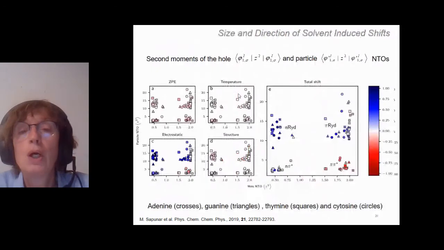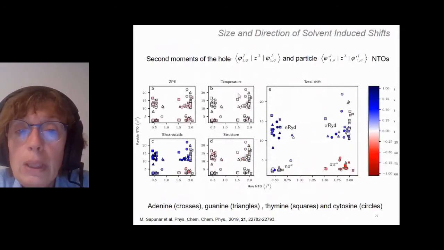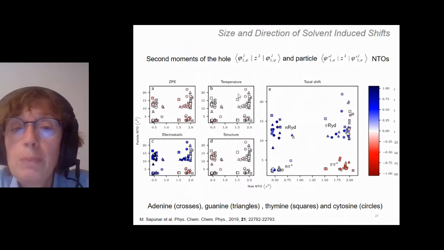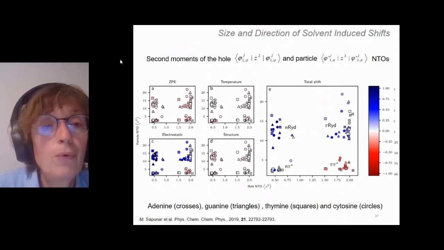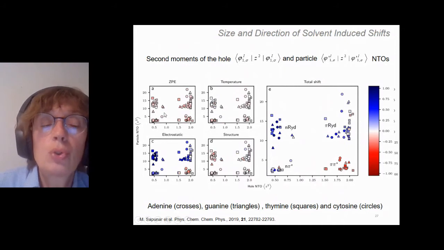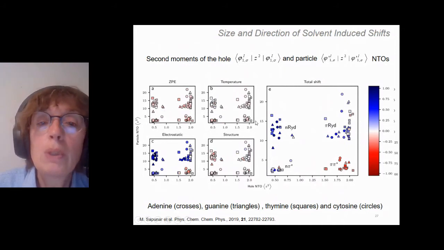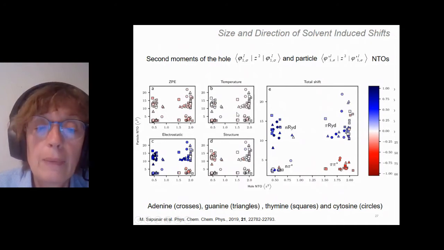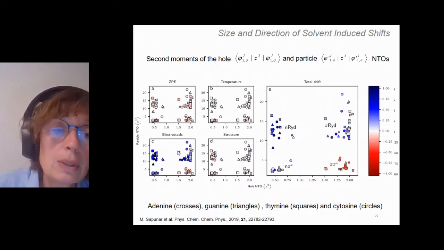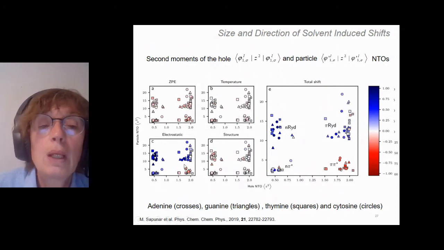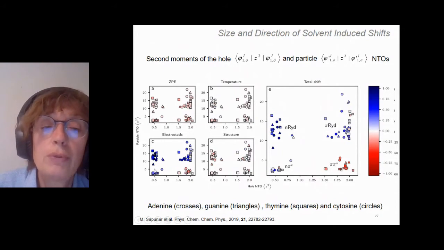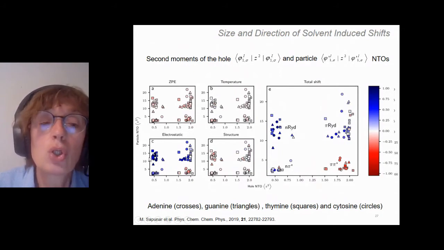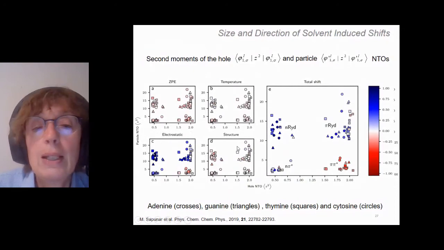We can now also analyze in more detail what's going on between different types of transitions. As I showed you before, the zero point energy contribution leads to a redshift of the spectrum. The temperature also redshifts the spectrum, but to a lesser extent. And then the electrostatic contribution leads to a blue shift of the transitions. This is the main source of the blue shift of the electronic transitions in solution. And structural rearrangement slightly redshifts the spectrum.